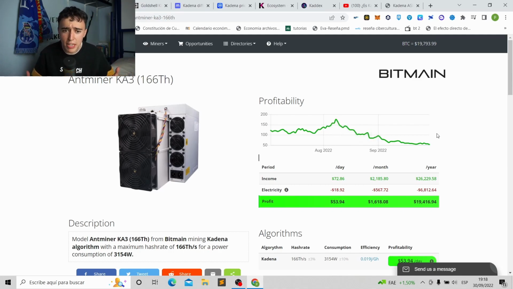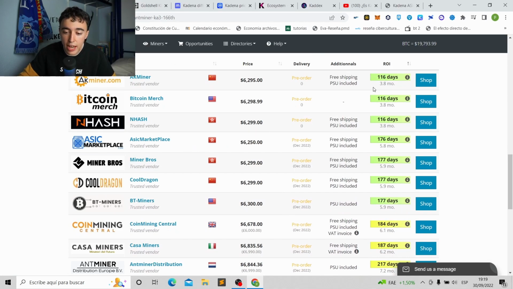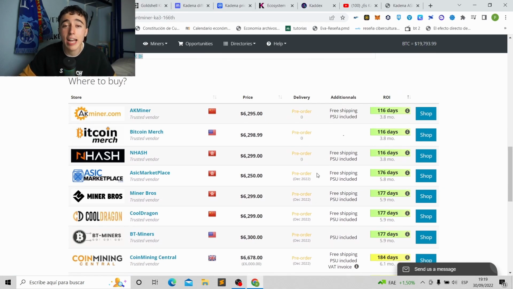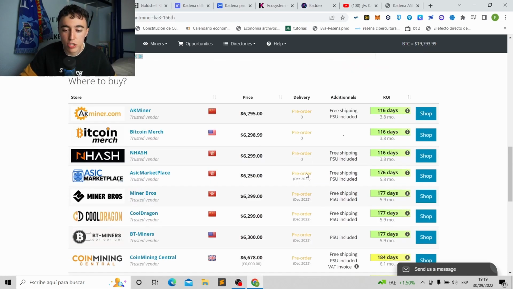So, what is this ASIC? Why so popular? What is happening with it? Well, this ASIC miner is the first ASIC that Bitmain makes for Kadena. As you may know, Bitmain is the main producer of ASIC miners for Bitcoin and for other algorithms, but they didn't have any for Kadena, and they decided to change that. So they are launching this ASIC miner, but they are not launching it yet. They are launching it in December. As you can see, everyone who's selling it is selling for December. It's basically a pre-order, and the biggest question is, how much does it cost? Well, this ASIC miner right now to pre-order costs around $6,300.